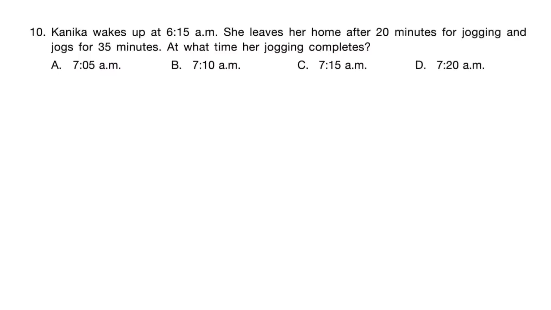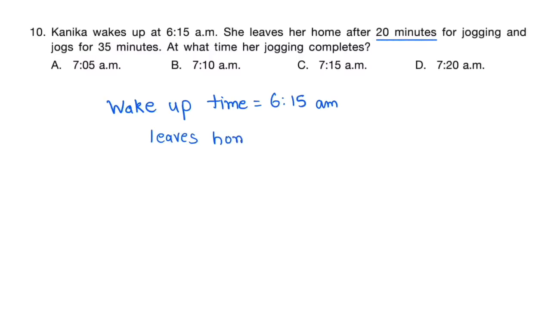Question 10. Kanika wakes up at 6:15 a.m. She leaves her home after 20 minutes for jogging and jogs for 35 minutes. At what time does her jogging complete? So wake up time is 6:15 a.m. She leaves her home after 20 minutes. So the time she leaves her home is 6:15 plus 20 minutes. That is 6:35. So she leaves her home at 6:35 a.m.